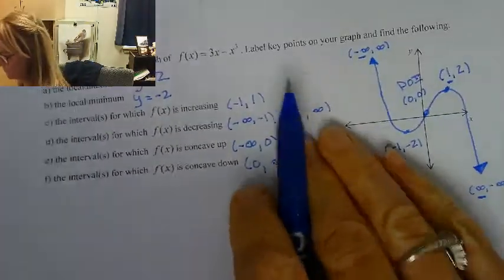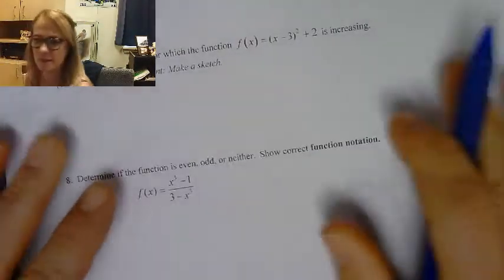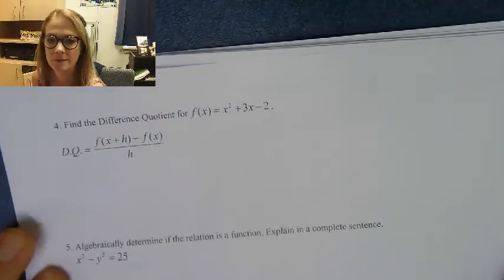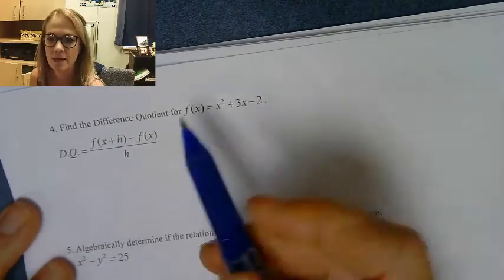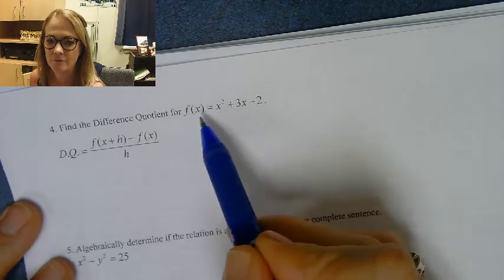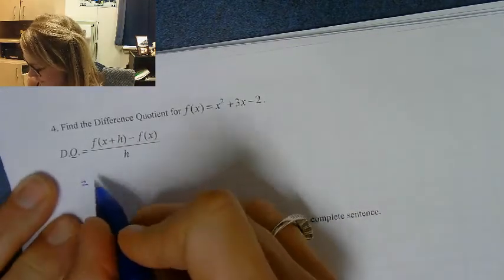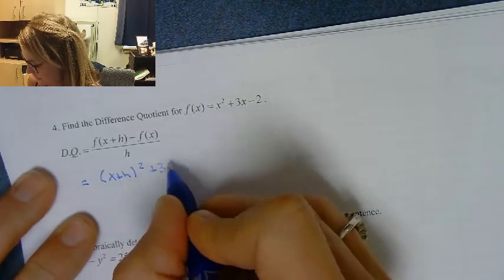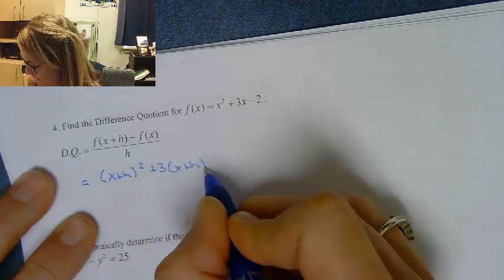All right, next page, and we're going to cut some of this out because it's not on the test. We're going to not do all of this. The difference quotient. Okay, so part 1, part 2, and part 3, we want to analyze f of x plus h. So x plus h quantity squared plus 3 times x plus h minus 2.